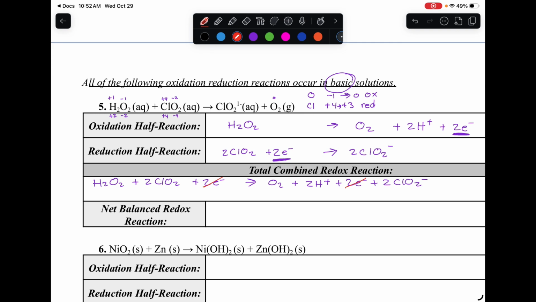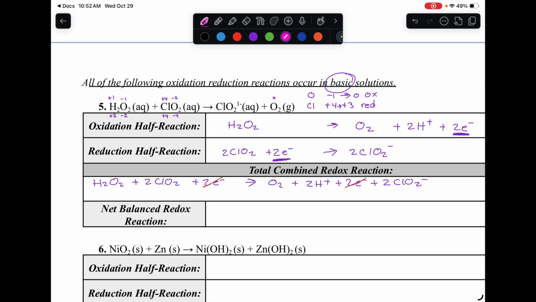If you have more hydroxide in solution, then that means you have a basic solution. So the very last step for balancing these in basic solutions is adding the amount of hydroxides needed to cancel hydrogen ions. Now you can't just add them to one side, you have to add them to both sides of the reaction. So let's just look at this.